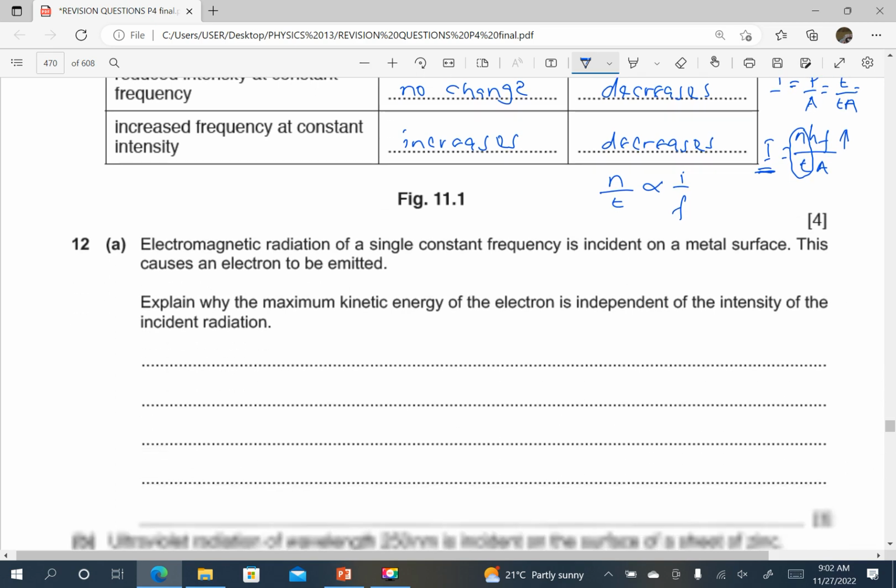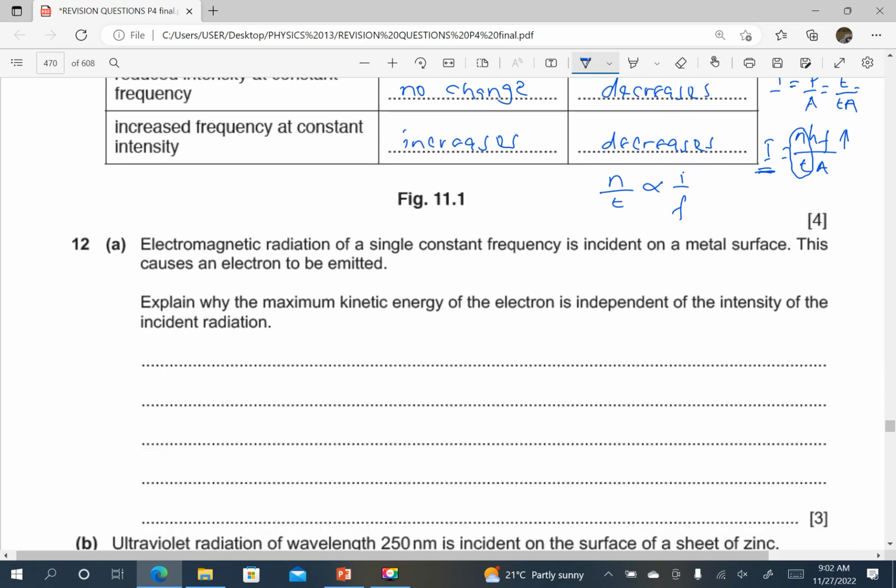Okay, next. I'll be slow on this one on quantum. I want to write it very well and give more explanation where possible. Electromagnetic radiation of a single constant frequency is incident on a metal surface. This causes an electron to be emitted. Explain why the maximum kinetic energy of the electron is independent of the intensity. Why is the maximum kinetic energy independent of the intensity?